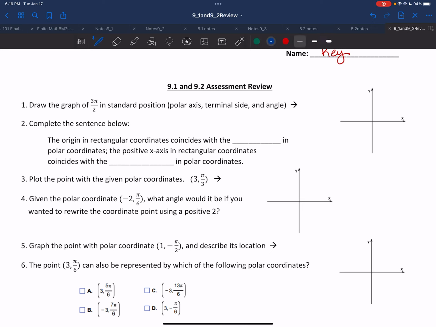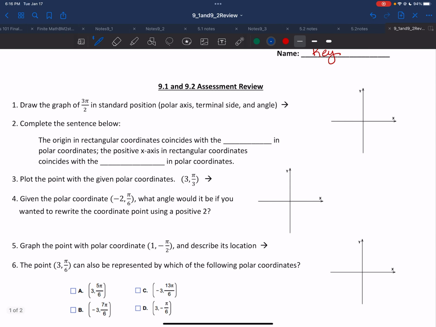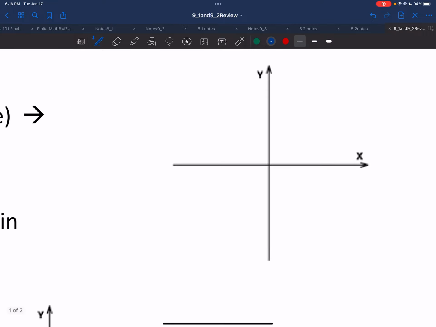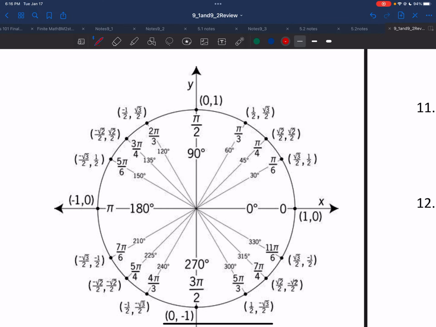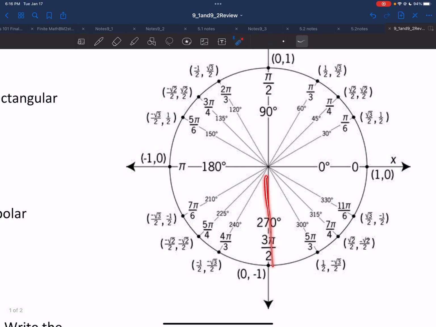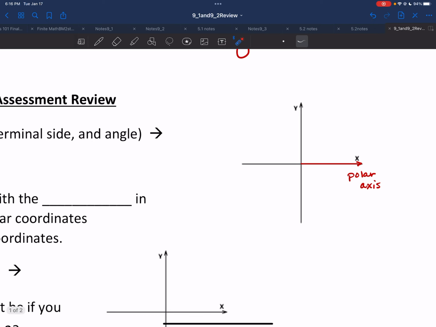Okay, so draw the graph of 3π/2 in standard position, including polar axis, terminal side, and the angle. When I draw this, this right here is my polar axis. And because it's an axis, it's going to have an arrow. When I look at 3π/2, I can scooch down to your unit circle. 3π/2 is actually right here. So it's the angle going over towards that terminal side. So I'm going to go ahead and draw my terminal side. That terminal side goes right here.